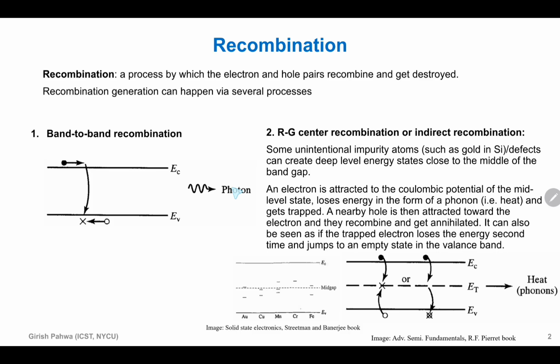I will tell you why. It's not that it's not possible to release a phonon here. It is possible, but the chances are very low. If there is a direct band-to-band recombination, if you have a semiconductor material where there is a direct band-to-band recombination, chances are it will be a photon. There can be phonon involvement also, but that is unlikely. Similarly, in a semiconductor where this process is dominating, like silicon, in silicon this is the process that dominates, it will be mostly in the form of phonons or heat.